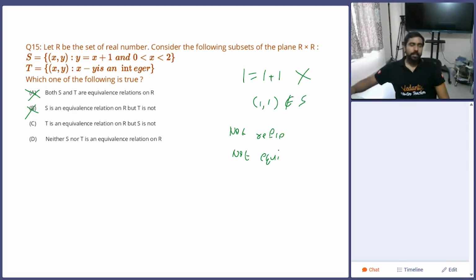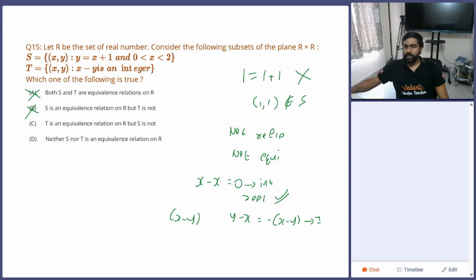Now T also let's check. So T ke liye x minus y. First of all, yes, anytime you take x minus x, it is always going to be equal to 0. 0 is always an integer. Reflexive, check. If x minus y is an integer, then obviously if I take y minus x, it is simply minus of x minus y. This will also be an integer. So yes, it is symmetric as well.